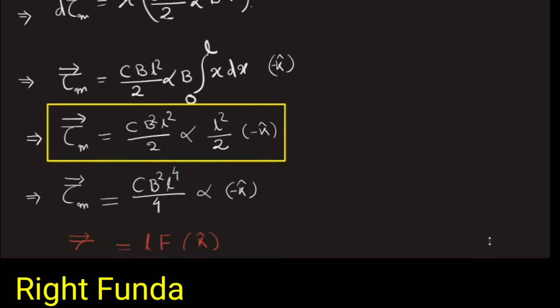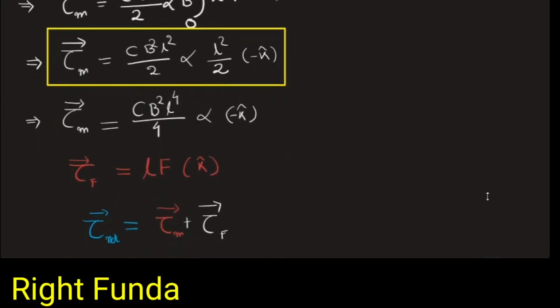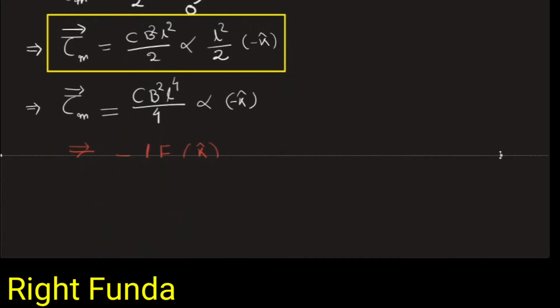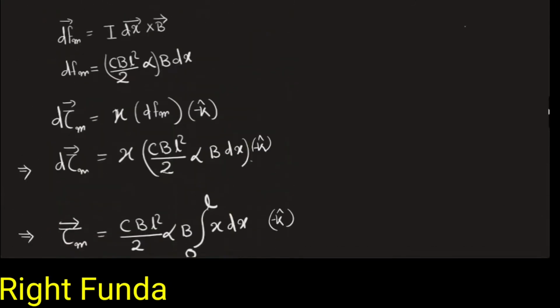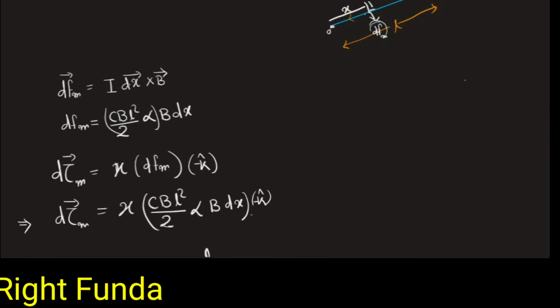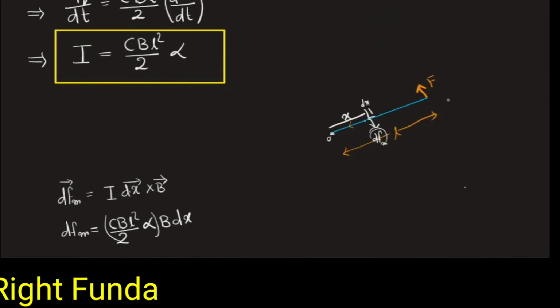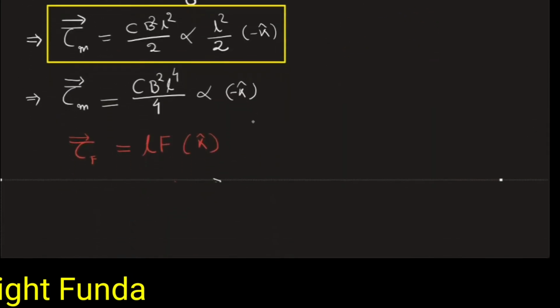That other torque is due to the applied force, which will produce an anti-clockwise torque. This magnetic force is producing a clockwise torque, and this force will be producing the anti-clockwise torque. The point of application is at distance L from this, so LF is the torque in the k-cap direction. So we obtain two results.